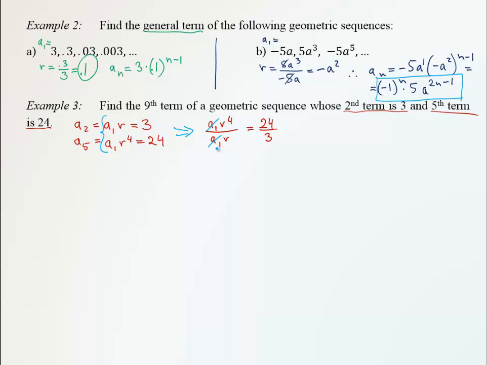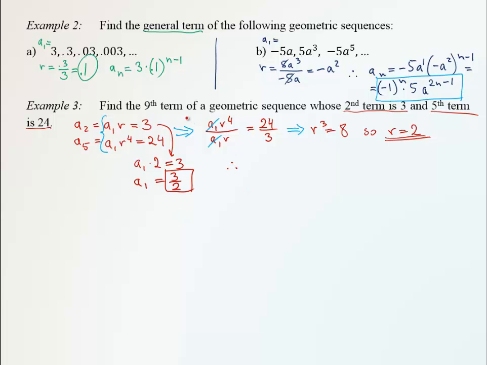Here we can reduce a1, and that was the goal, because the remaining equation will involve only one variable, so we'll be able to solve. So r to the 4 over r is r cubed, and 24 divided by 3 is 8. So r must be 2. Okay, as soon as we have r, we go back to one of the equations, for example the first one, and just plug in r equals 2. That gives us the solution for a1. It is 3/2.